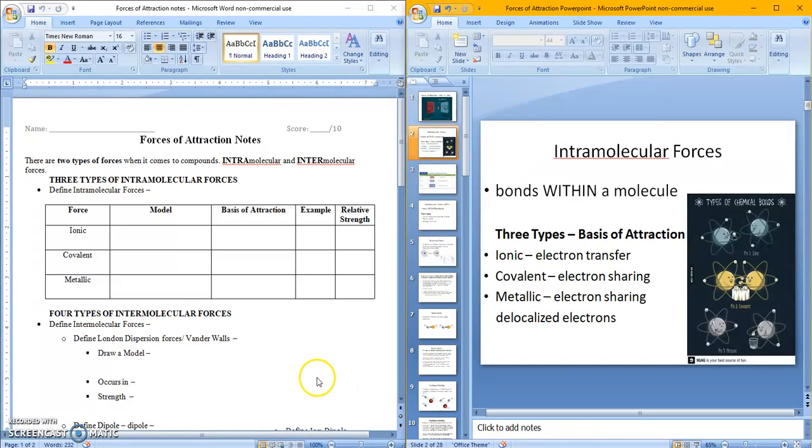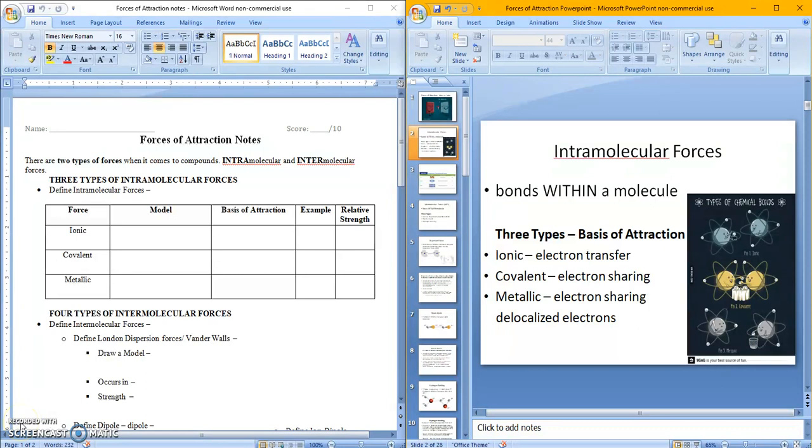So what I want you to do is take a few moments and fill in this table. How do we model or show ionic, covalent, and metallic bonding? Why are they attracted to one another? Give me an example and tell me who is the strongest, the weakest, and then the middle. Go ahead.